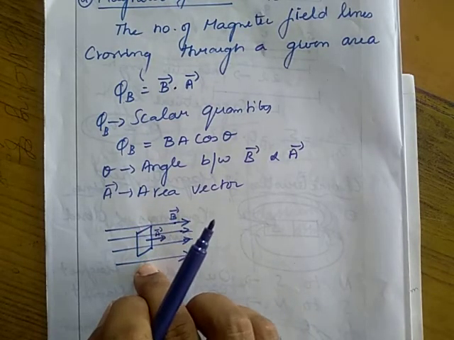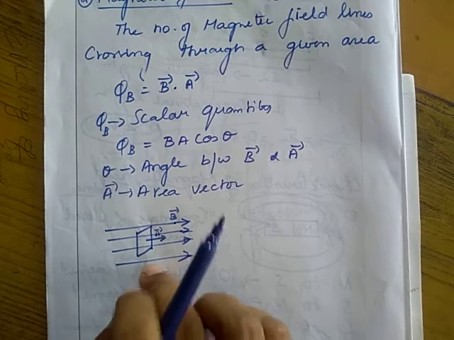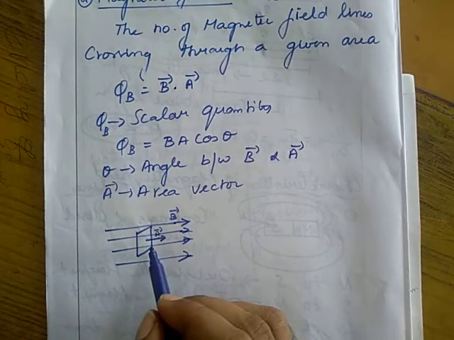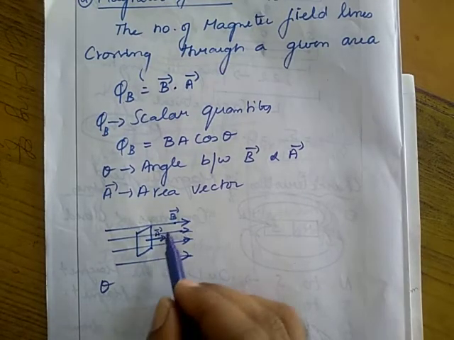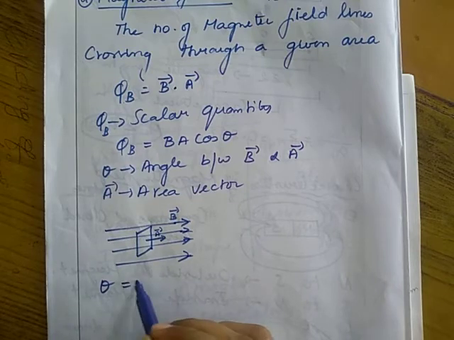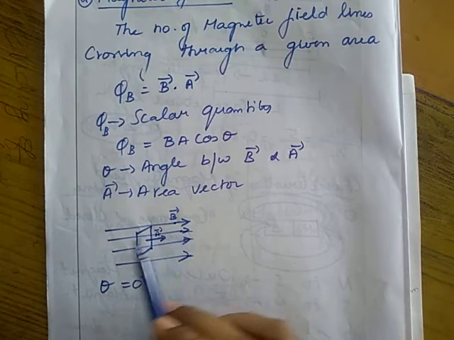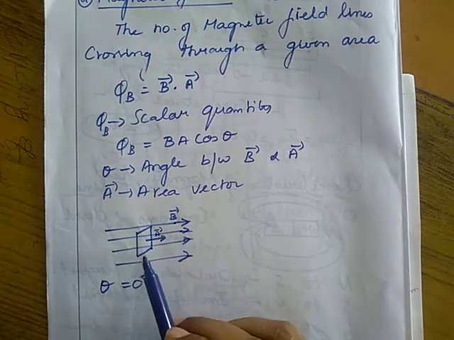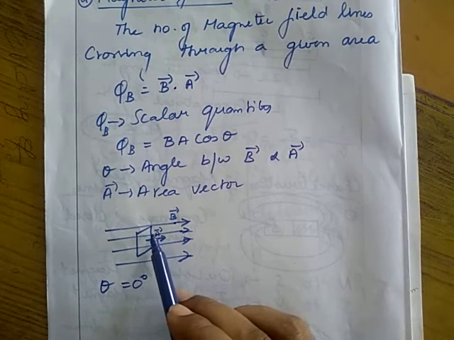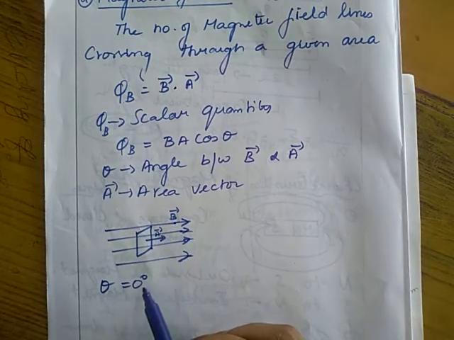Here the plane is placed perpendicular to the magnetic field, so the angle between the B vector and A vector is 0 degree. Notice here the magnetic field is perpendicular to this plane. Then the angle between B vector and A vector is 0 degree.